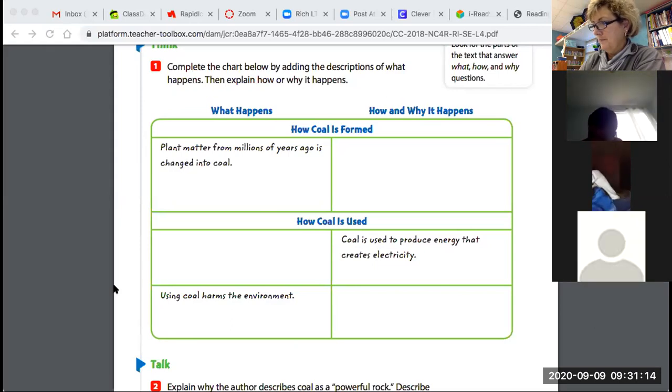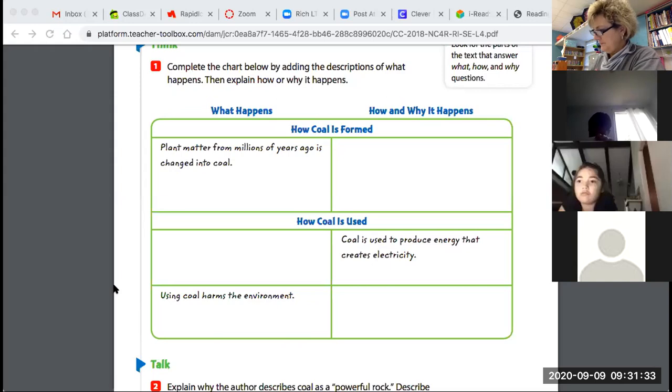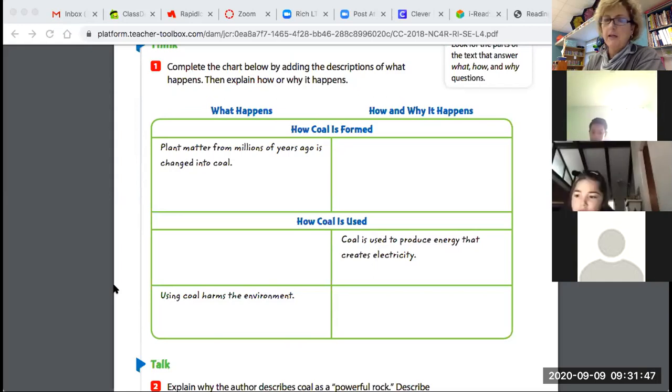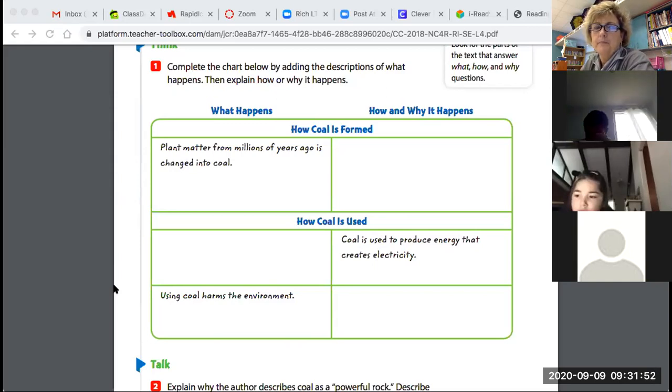Through heat and pressure, remember? Okay, read it to me. Let me go back and highlight it for you guys. Okay, let's see right here. Buried deep for so long, through heat and pressure, the chemical and physical characteristics of the plant matter change. You see that? And that's when plant matter turned into coal.